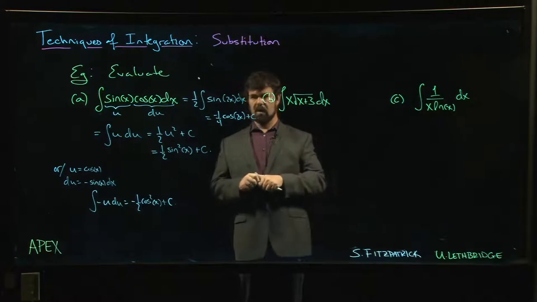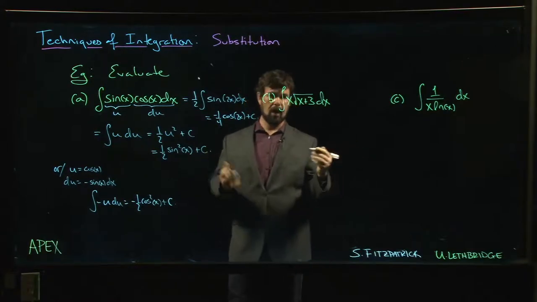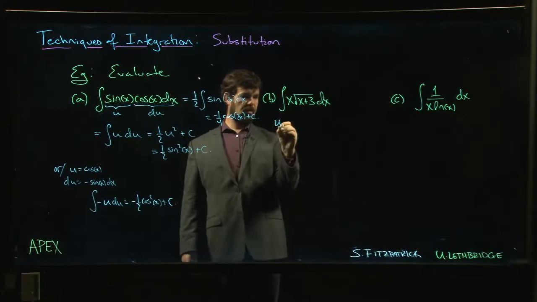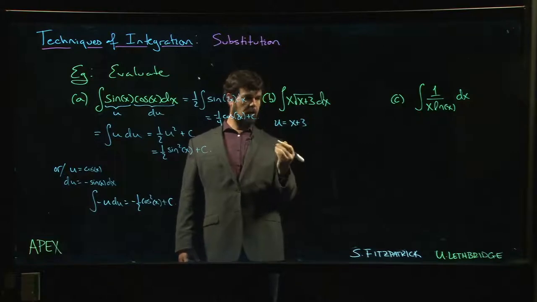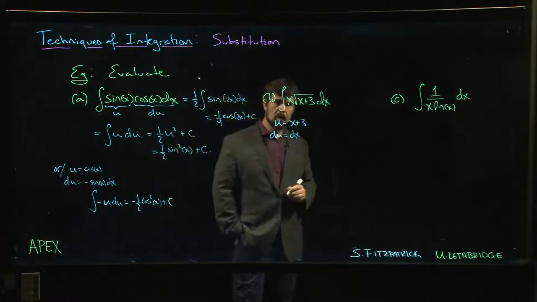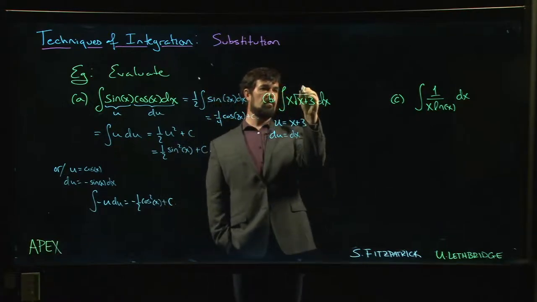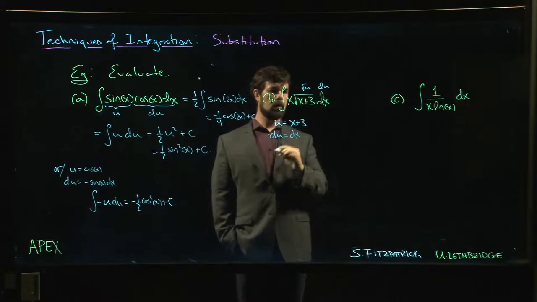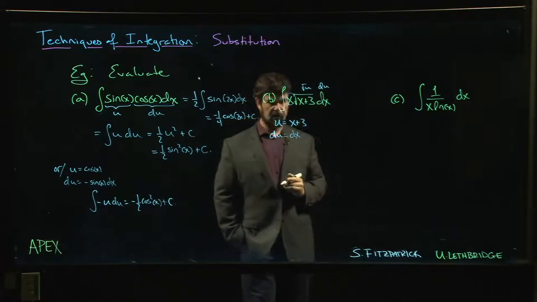Well, when in doubt, try things, see what happens, right? So we see that there's this function under the square root. Why don't we substitute that? u is x plus 3. Okay. Well, then du is dx. So then this is root u. This is du. But what do I do with the x?